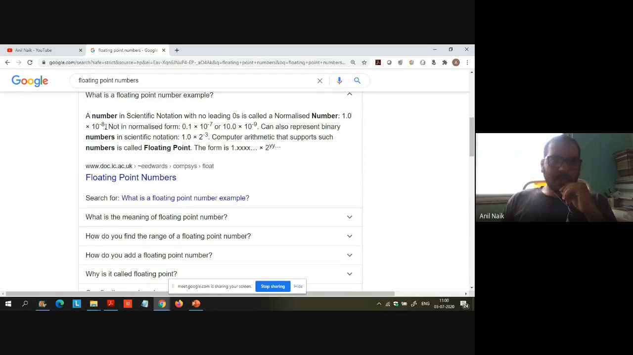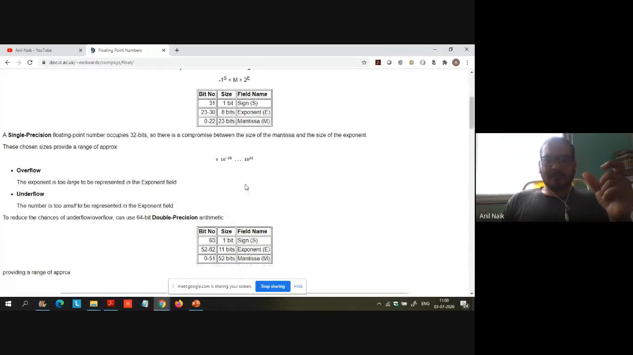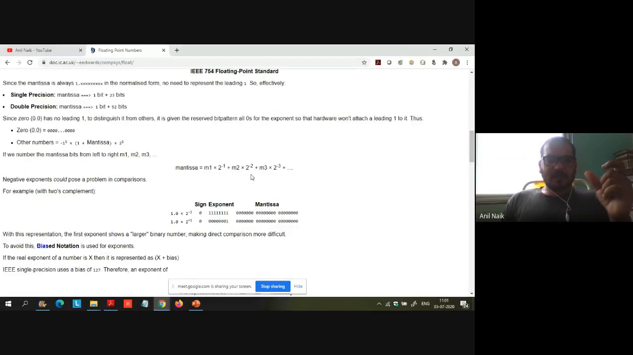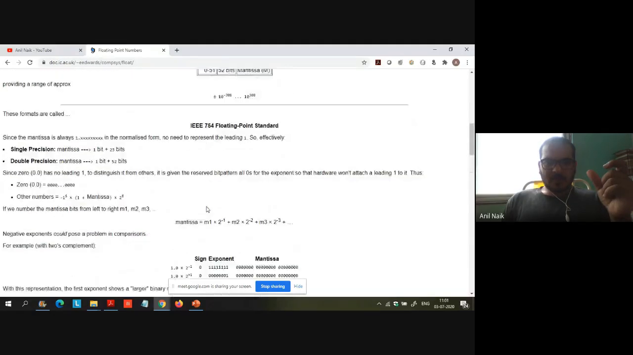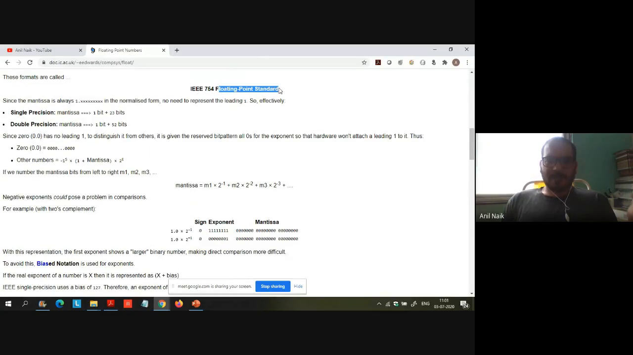So here, 1 into 10 raised to minus 8. So it's a number 0.00002. Such a number they represent in a small format. So that is with the extension 2 raised to e. So that is a floating point number. So you can see here, this is the one large number. So we will study the IEEE 754 floating point standard.